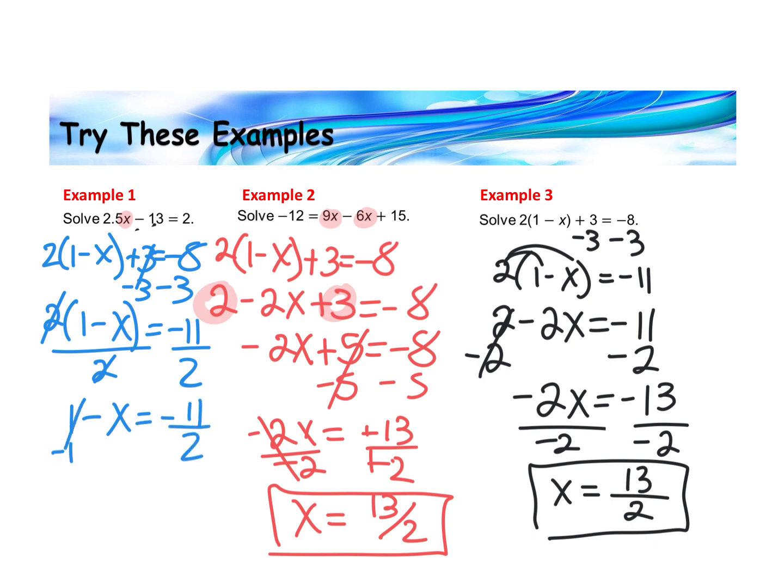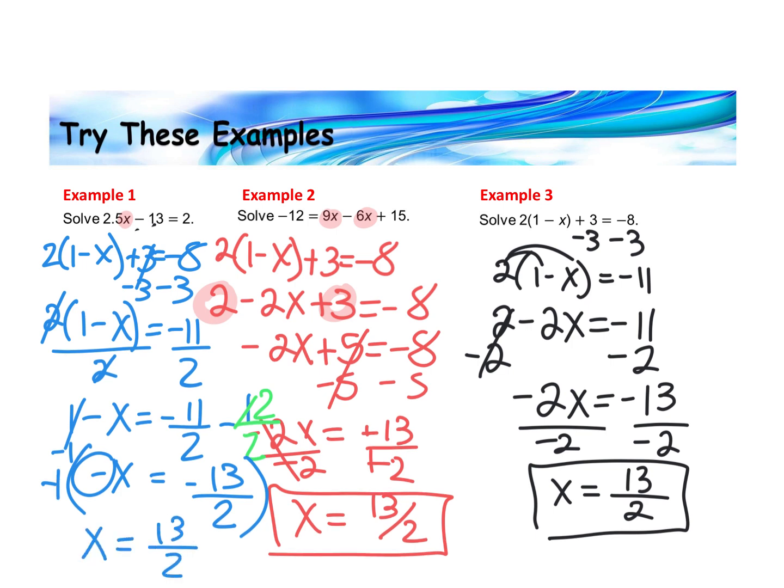Then I'm going to subtract the 1 on both sides. In order to get that 1 to be able to subtract it from that fraction, I'm going to have to make it a fraction, 2 over 2. So I'm going to get negative x is equal to negative 13 over 2. Now, this negative needs to go, so I'm going to multiply both the left and the right by negative 1, which is going to give me x is equal to 13 over 2.